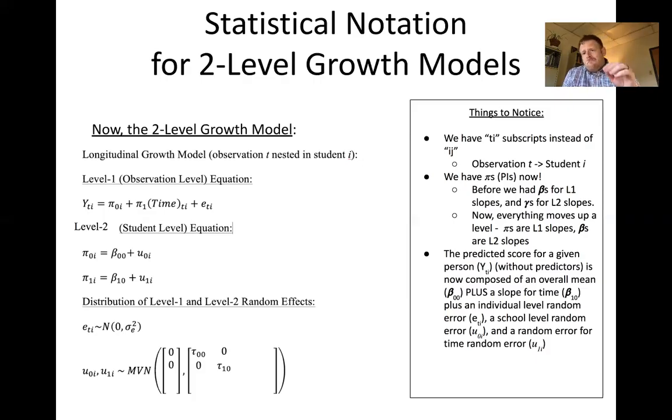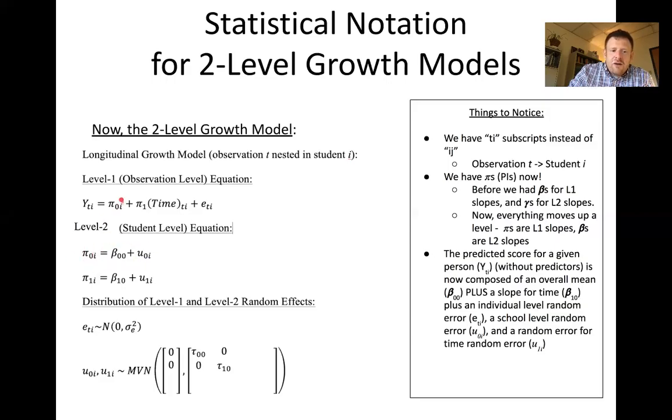But we typically think about things in terms of waves. So wave 1, wave 2 might be 6 months later, wave 3, wave 4. And so that is the indicator for time that we're talking about. That is a predictor at the individual level. And then at level 2, we have our equation for the intercept right here.